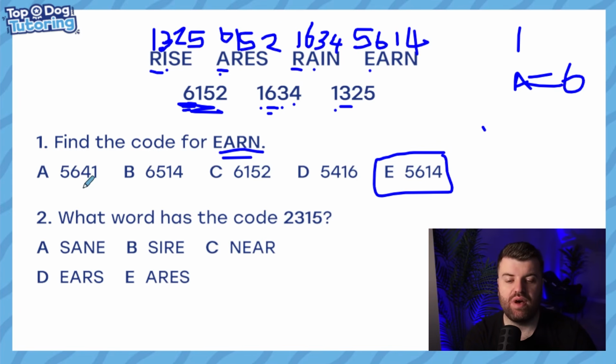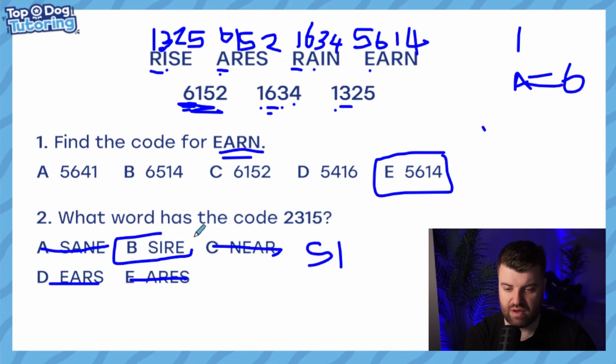Question 2. What word has the code 2315? Well, let's literally just work it out. 2 goes with S. Get rid of anything that doesn't start with an S. We're down to 2 already. Next one, 3. 3 is an I. Well, we can get rid of same. It's going to be sire. We can stop right there. The answer is B. We could keep going if we wanted to. We know 1 is R. We know that 5 is going to be E. But we've worked it out using deduction. We've got that right there.